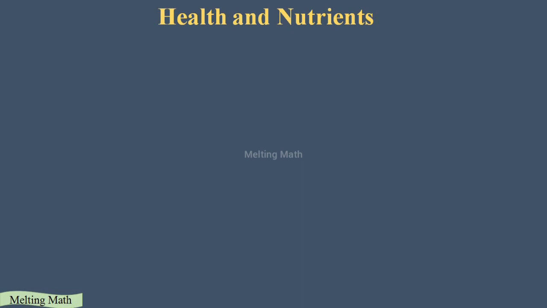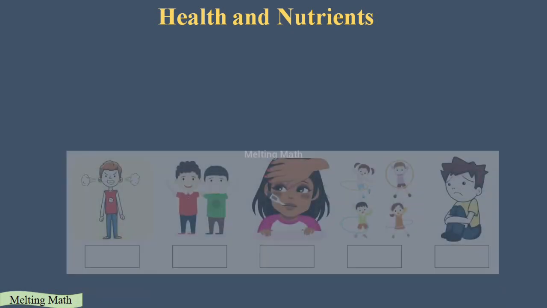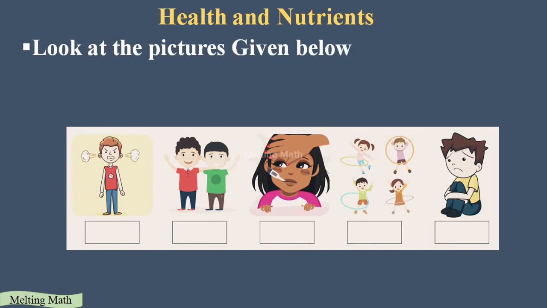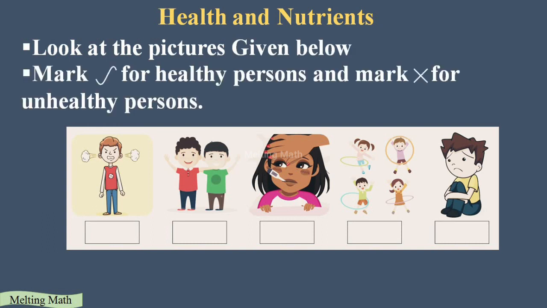Before that, look at this picture and make a tick for a healthy person and a cross for an unhealthy person. In this first picture, he looks very angry, so he is in an unhealthy condition, so mark a cross on this picture. In the next picture, they look very happy, so they are in good health, then mark a tick on this picture.